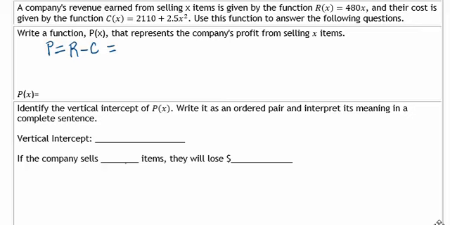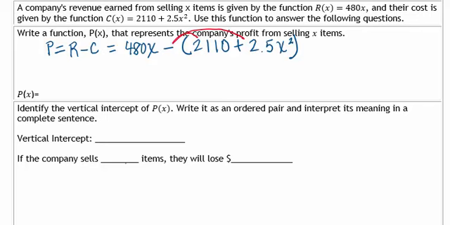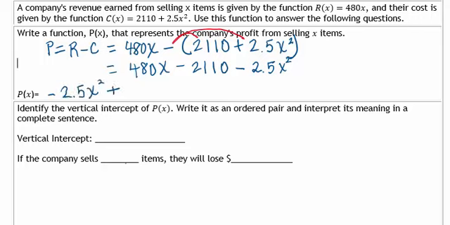So we'll substitute the expression 480x for R, and the cost expression for C. And next, distribute this -1 to both terms inside the parentheses. And then we can write it in descending order. So p of x equals -2.5x squared plus 480x minus 2,110.